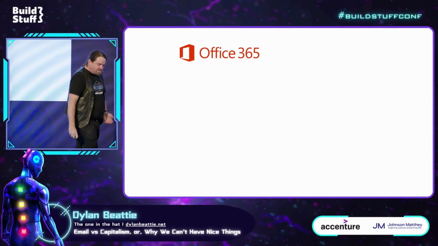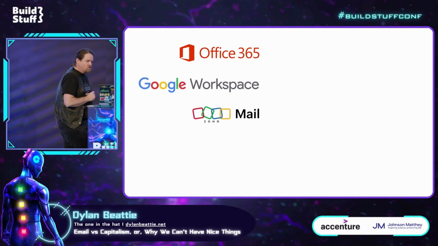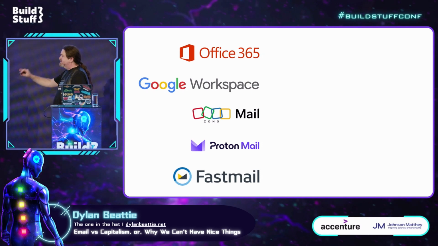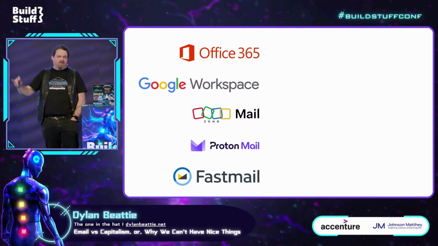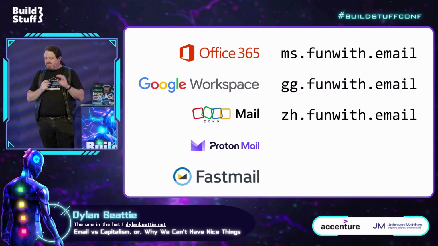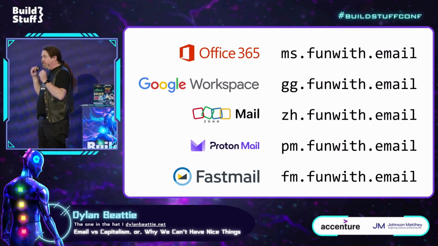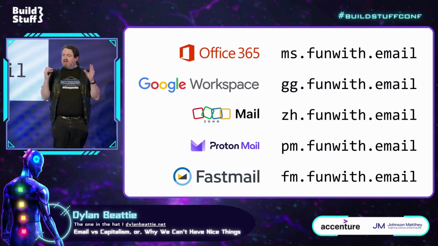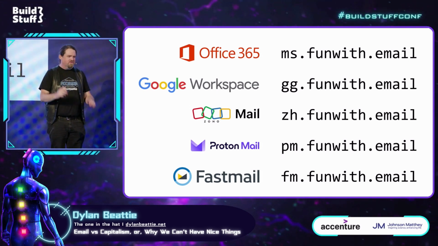So I took Office 365, I took Google Workspace, I took Zoho Mail, I took Proton Mail, and I took Fastmail. Like I said, these are all rock-solid email providers. But then I took them apart. For each one, I registered a subdomain of Fun with Email, and I set up all of the security and the MX records for all those different providers just so I could go and do daft stuff and see what was going to happen.